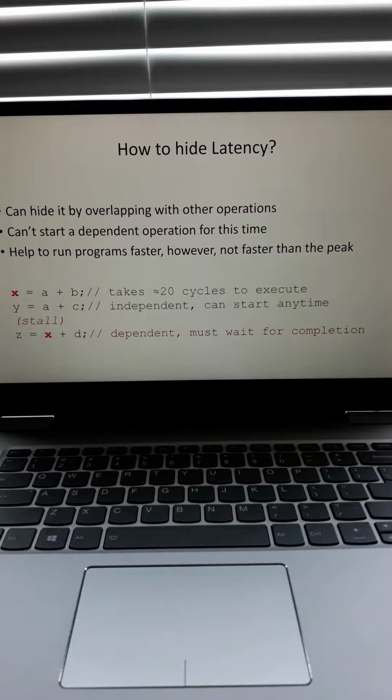Now let's look at an example. Suppose we have three arithmetic instructions: x = x + a, y = a + b, y = a + c, and z = x + d. For the first two instructions, they are independent of each other, so we can start them at any time. However, the third one depends upon the completion of the first instruction, so we need to wait for the completion of the first instruction to start the third one.